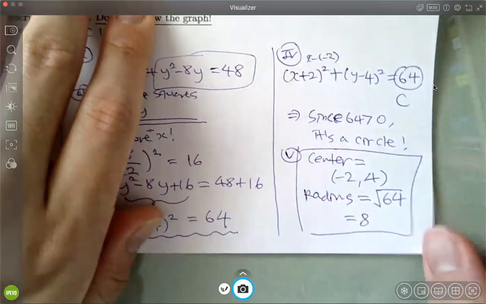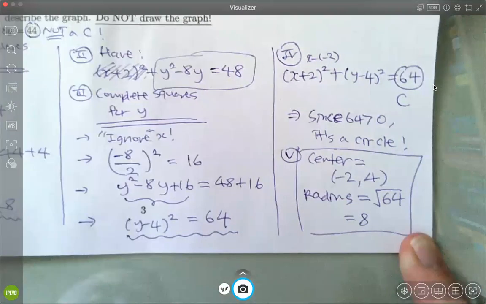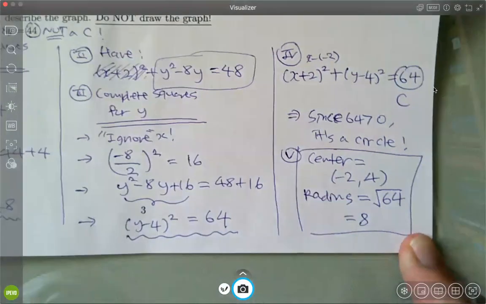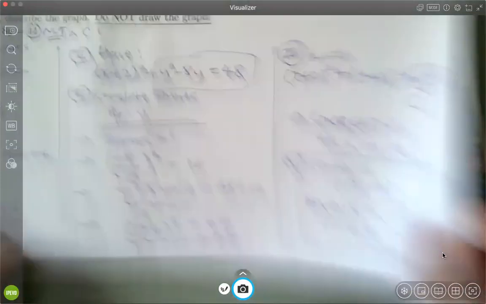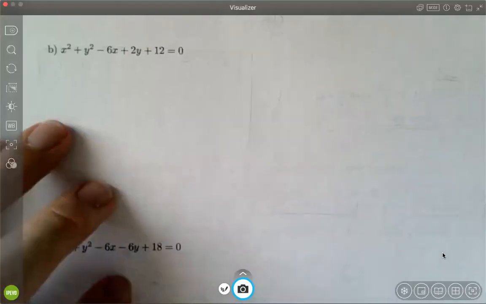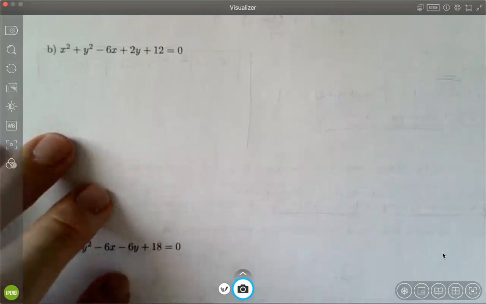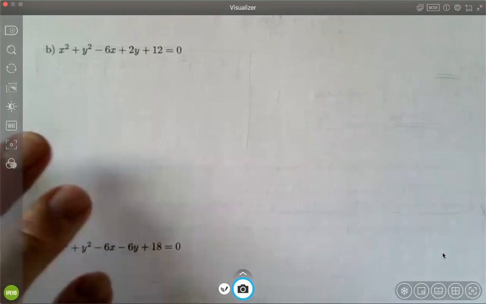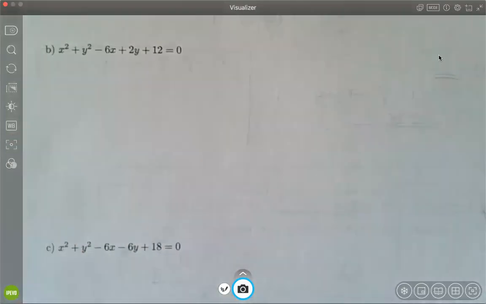Okay, can I go to the next page? Okay, so now, part B, x squared plus y squared minus 6x plus 2y plus 12 is equal to 0. Okay, so again, be careful, c is not equal to 0, right? Because the left-hand side is not in a completed squares form.